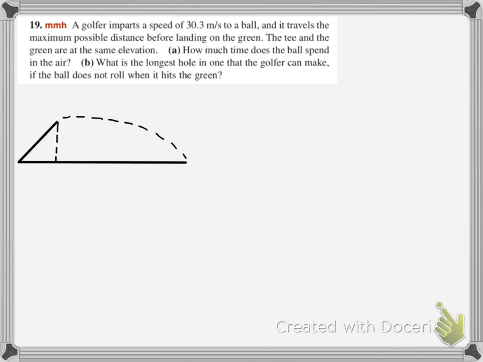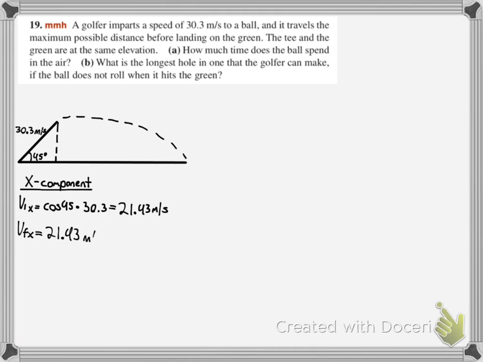And in order for the ball to attain the maximum possible distance, it has to be directed at a 45-degree angle. The 45-degree angle gives any projectile its maximum possible distance, so we have to use it in this problem. So we have 45 degrees, and our initial velocity is 30.3. Our x component, using our cosine function, we find that the initial velocity in the x is 21.43, final velocity is 21.43, acceleration is 0, and we don't know our displacement or our time.